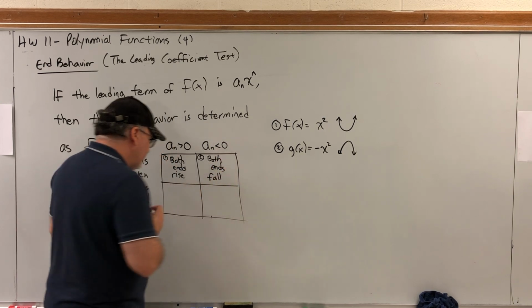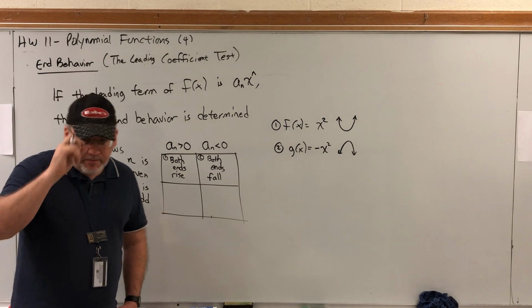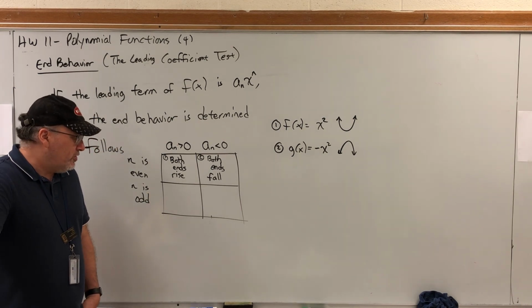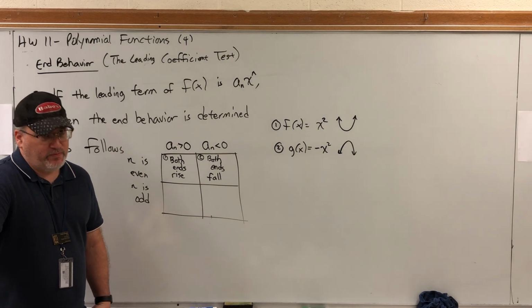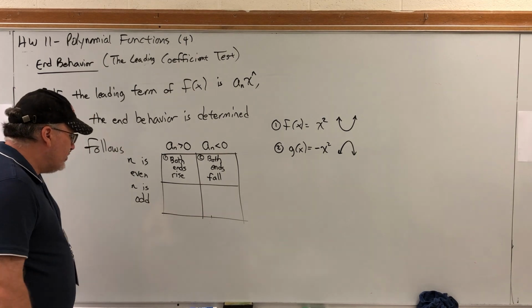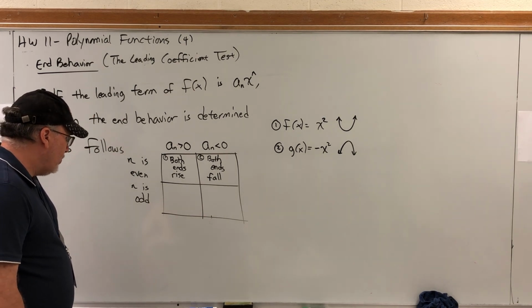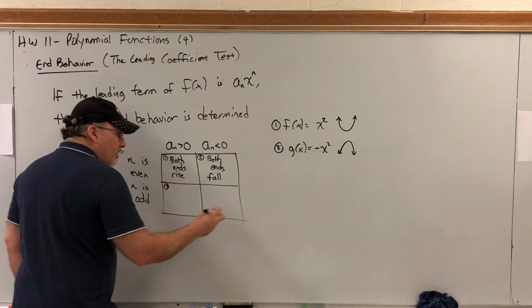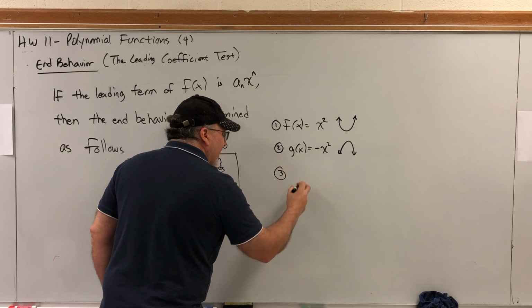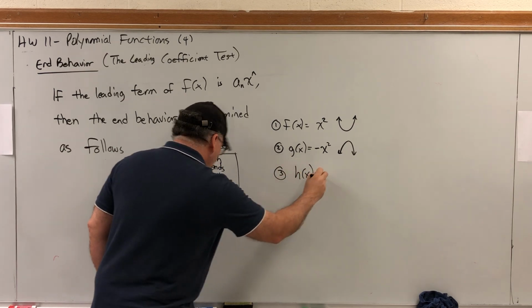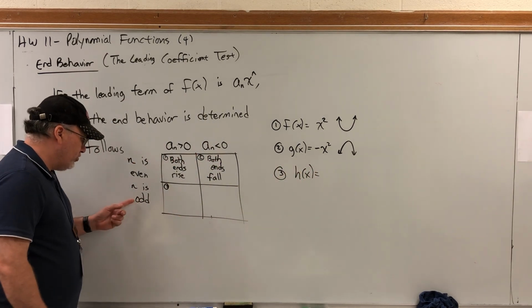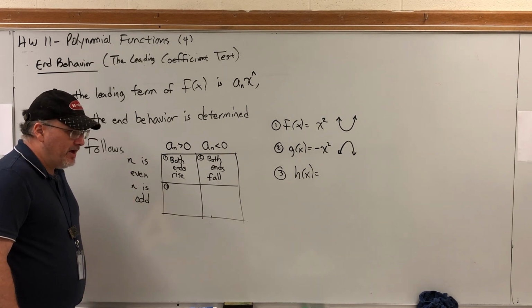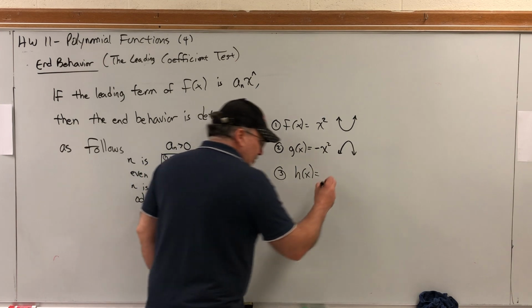Under normal circumstances, I would have you memorize this, but since on your test I am allowing you to use your notes, you need to understand it more than just memorize it. So let's fill out the bottom row, starting with this lower left corner, and we'll set up an example function of that. We'll call it h of x. And now we need a function whose degree is odd and whose leading coefficient is positive.